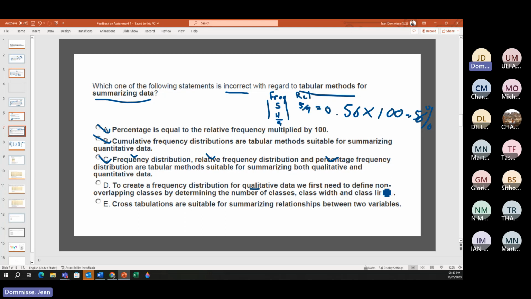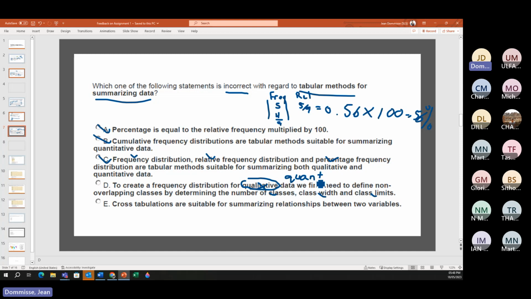we first need to define non-overlapping classes by determining the number of classes. So that's correct. Class width, that is correct. Class limits is correct. But it's not for qualitative, it's for quantitative. So they give you all the right words, but it is not for qualitative data, it is for quantitative data.